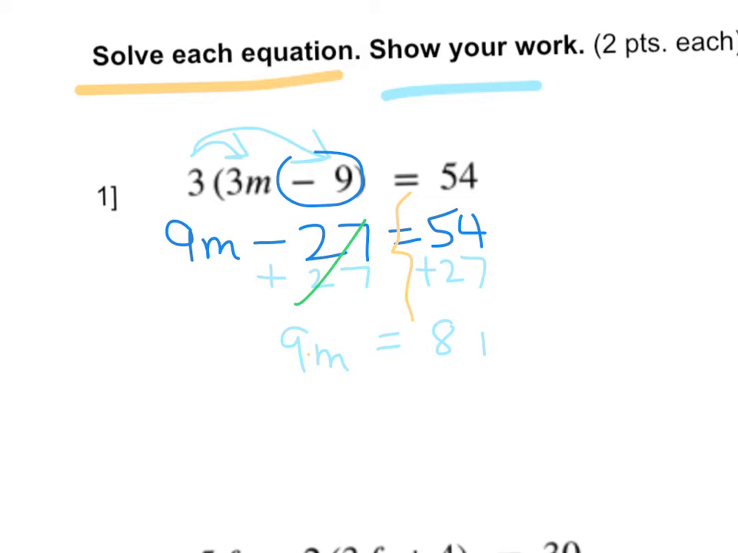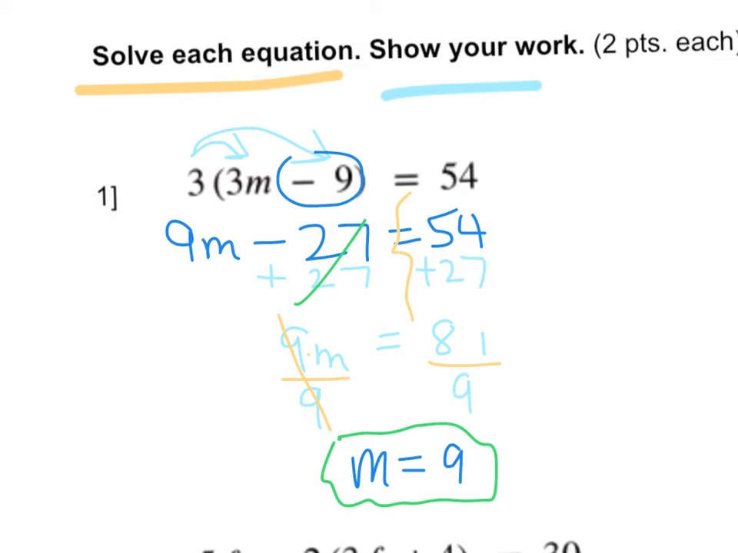9m means 9 times m. To get rid of multiplication, we do the inverse operation of division. So we divide both sides by 9. We can show that with a fraction bar. Now we have m by itself, and 81 divided by 9 is 9. So my final answer, m equals 9.